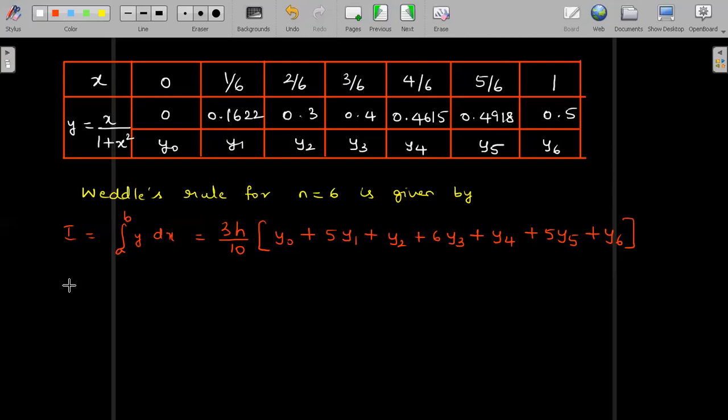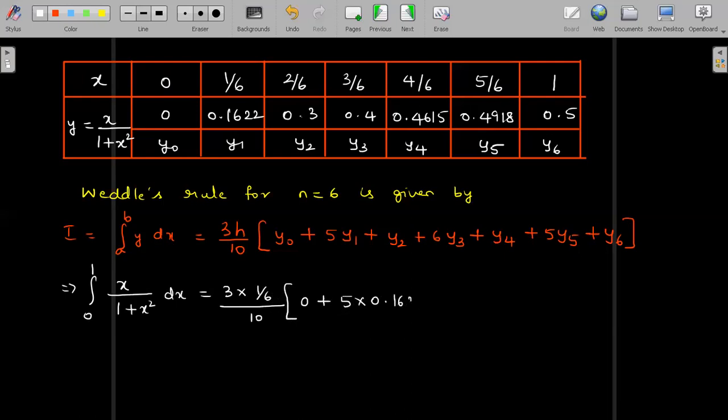Now let us substitute all the known values. So this gives us integral 0 to 1 x divided by 1 plus x square dx is equal to 3 into h, h is 1 divided by 6, the whole divided by 10 multiplied by, I'm just substituting all the known values. y0 is 0 plus 5 into y1, 0.1622 plus 0.3 plus 6 into 0.4 plus, of course, for all the products you can put a bracket for convenience, let's not get confused, plus y4 term as it is.